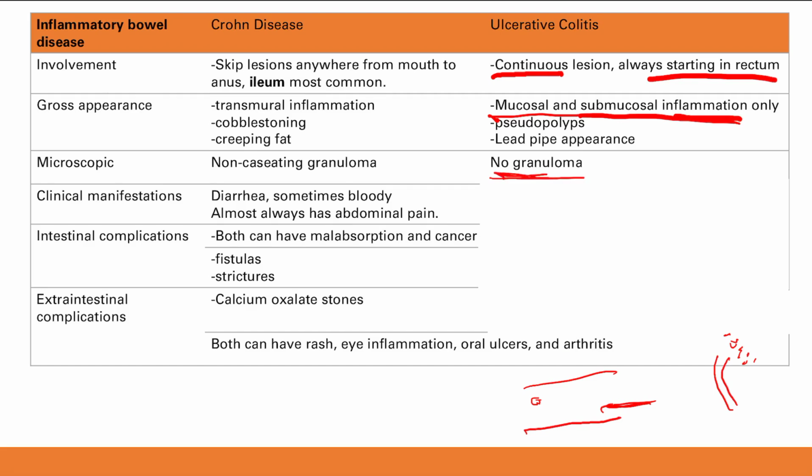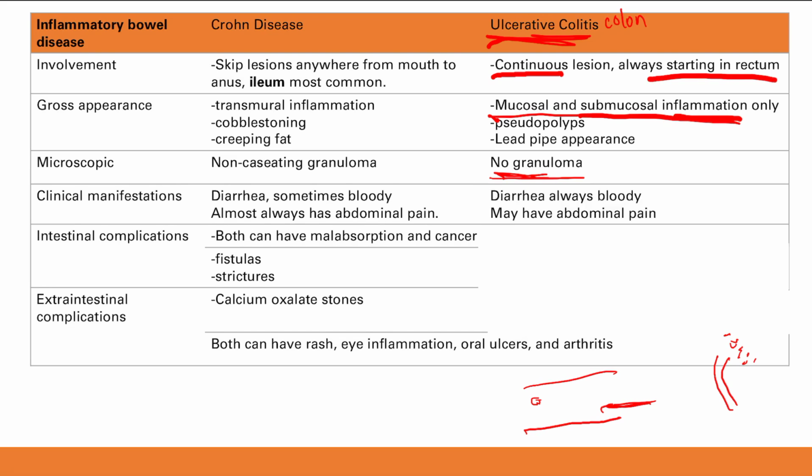I want to take a pause there, and I just want to emphasize that ulcerative colitis tells you a lot. It's inflammation of the colon here. Okay, it starts in the rectum, can involve the colon, and it's ulcerative, so you can get ulcerations, which we saw in the gross picture. Now, clinical manifestations.